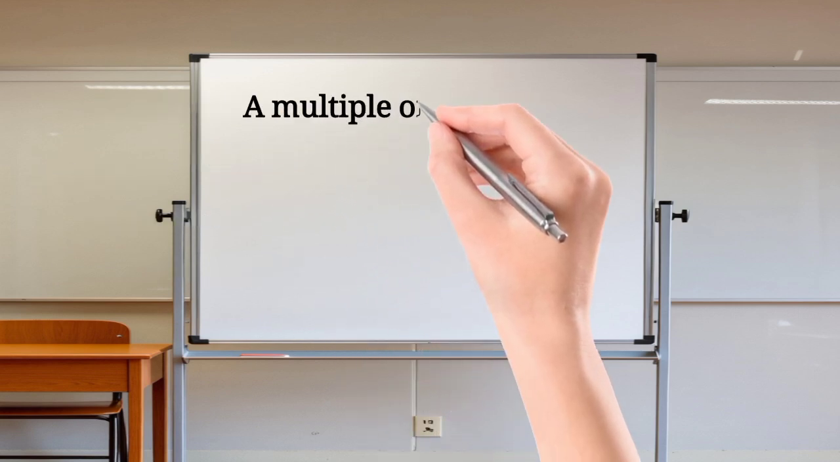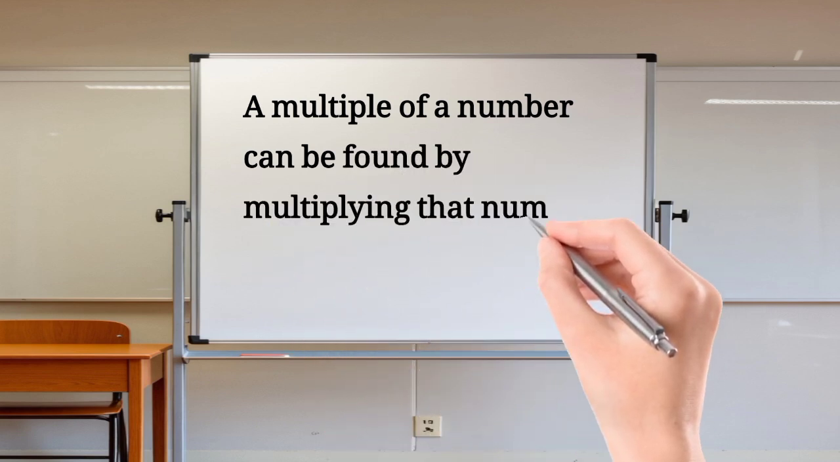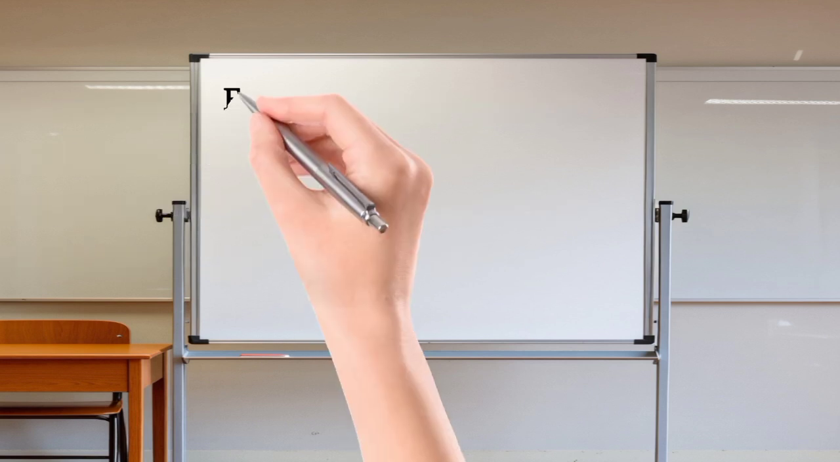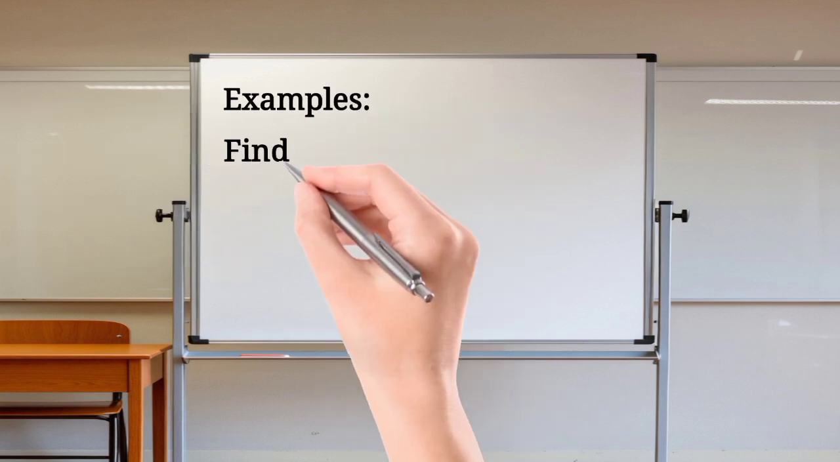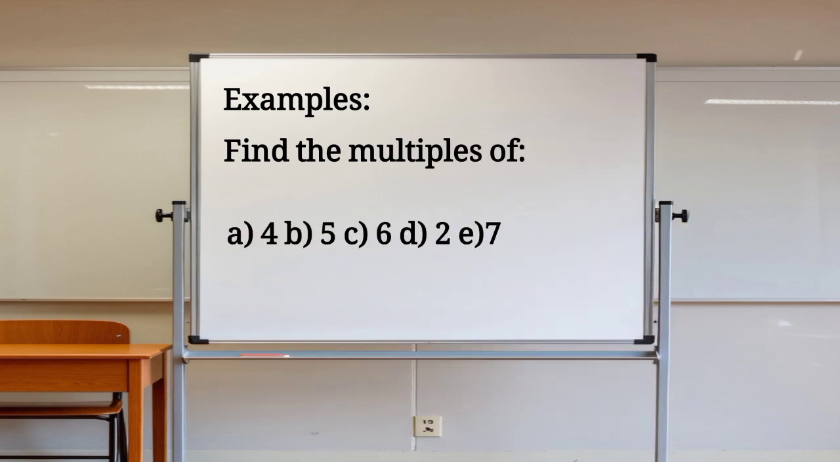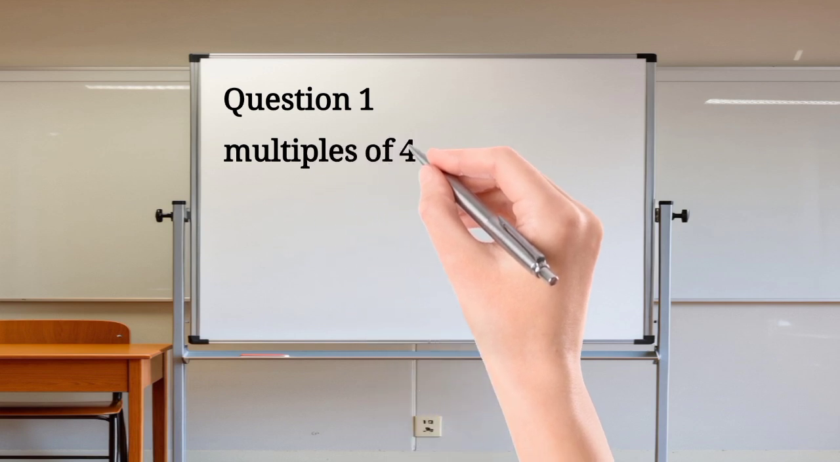A multiple of a number can be found by multiplying that number by other numbers. That means if you multiply 4 by any number, the result you are getting is a multiple of 4. You multiply 5 by any number, the result you are getting is a multiple of 5, like that. Alright, so now let's take a few examples. Find the multiples of numbers 4, 5, 6, 2, 7. So I'll take question 1. I'm going to solve 3 of these questions and you solve 2. Let me have your answer in the comment section.